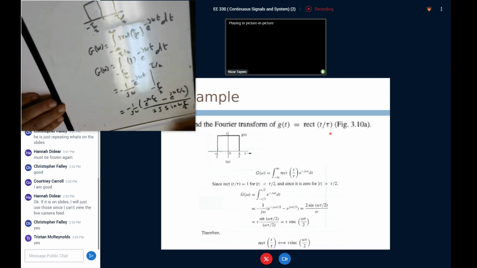omega tau over 2. I'll give you 3-4 minutes to plot tau sinc omega tau over 2. Would you please do that without looking at the slide? Try to plot tau sinc omega tau over 2. I'll give you 2-3 minutes and then we'll continue.